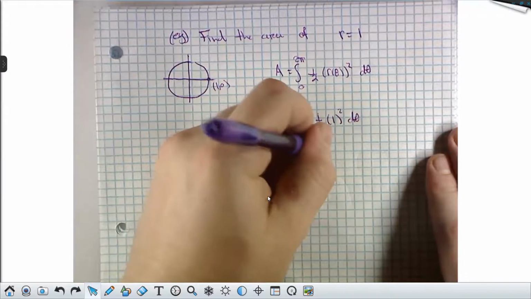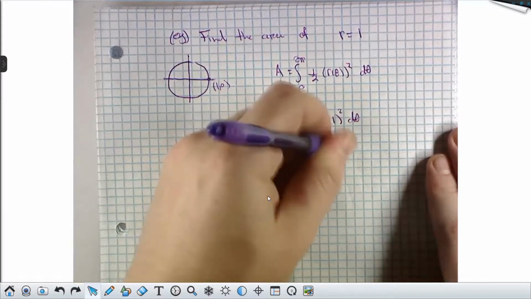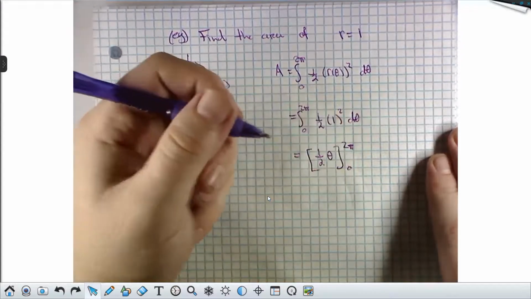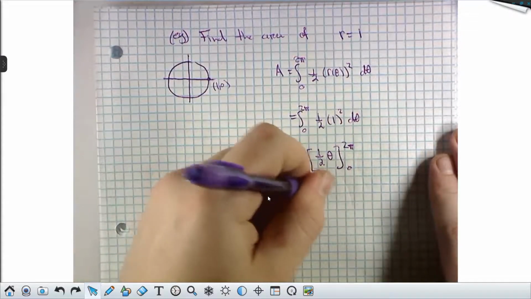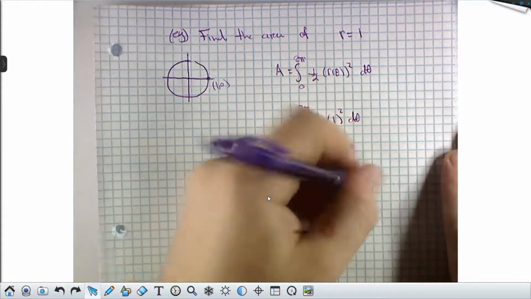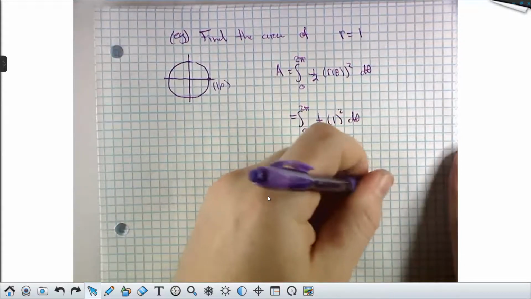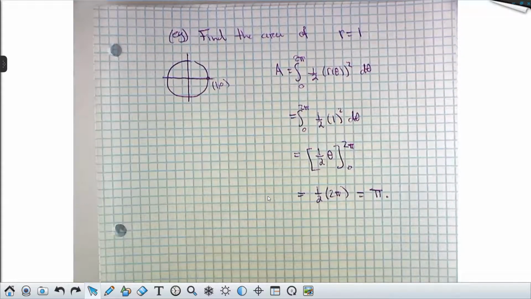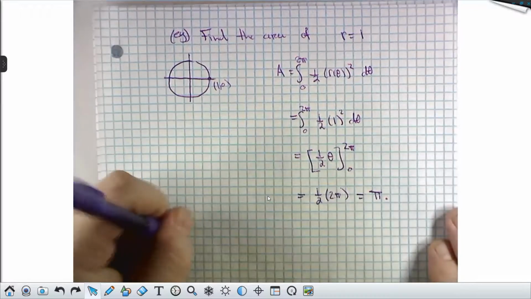So of course that's 1/2 theta evaluated from 0 to 2 pi. That's 1/2 times 2 pi minus 1/2 times 0, which is 0. So this is just pi. And we know that that's the area of the unit circle. Area is pi. Right? Okay. One more complicated example.